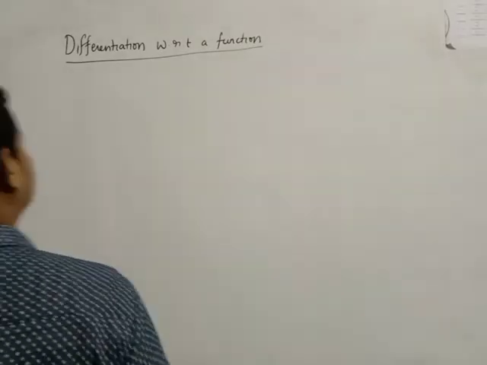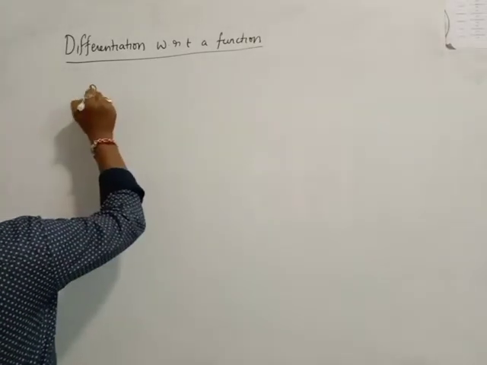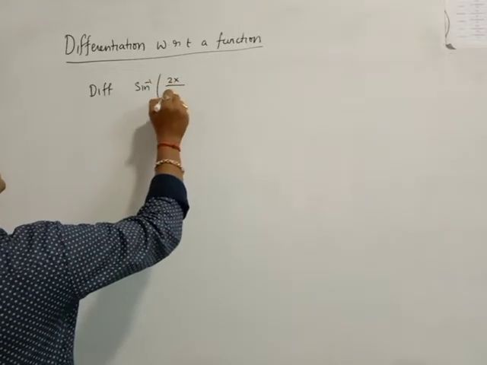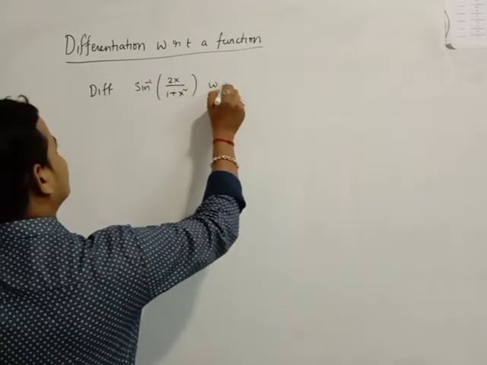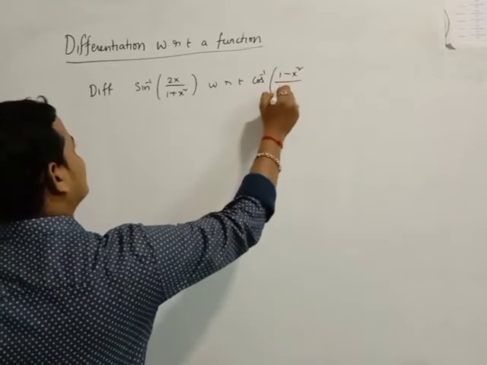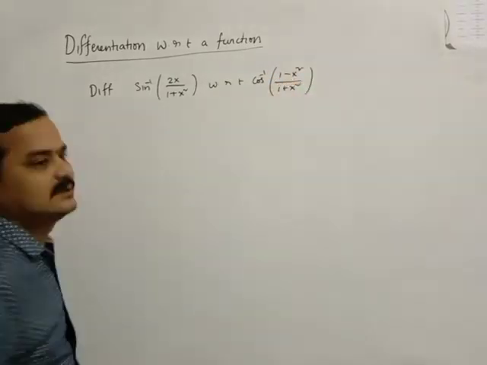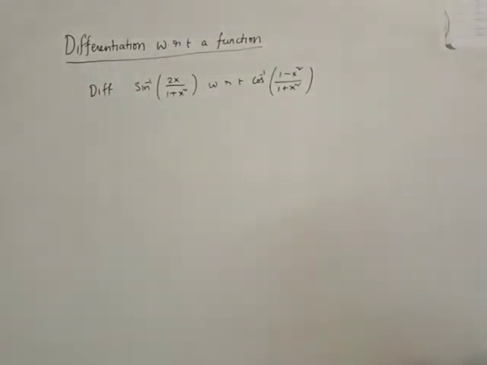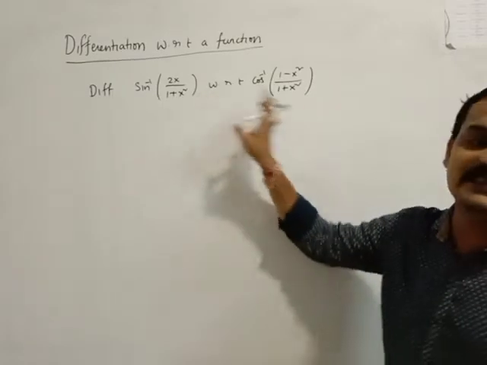Now, differentiate sin inverse of 2x by 1 plus x square with respect to cos inverse of 1 minus x square by 1 plus x square. This question is given. I can't write it down directly because both are lengthy.